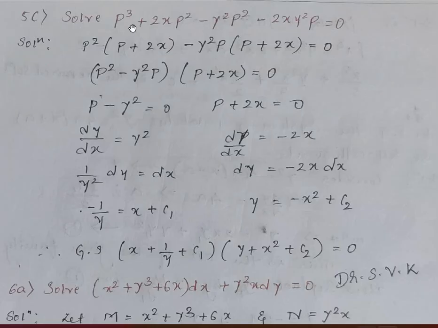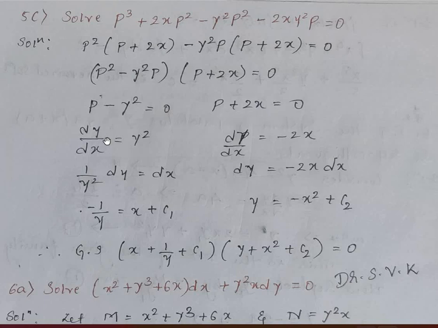Now moving on to question number 5C. It is solvable for p, looking at the problem only. You should tell it is solvable for p. Don't divide by p. Directly take p common. You are going to get the factors as p into p square minus y square, and p plus 2x equal to 0. Equating each value to 0, now you can divide by p. You are going to get p minus y square equal to 0, and p plus 2x equal to 0.